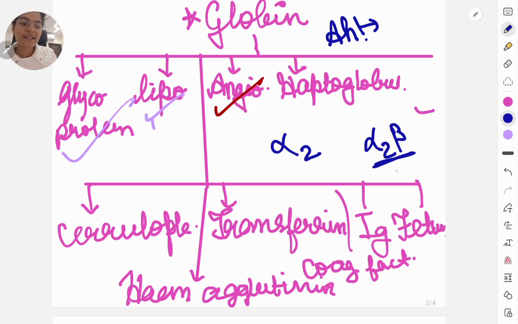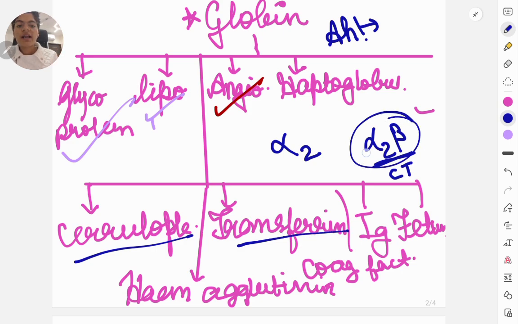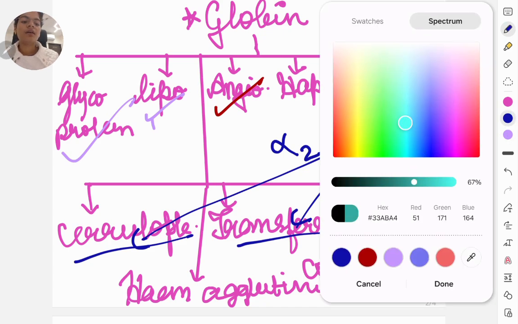Whistle is 'sitti' in Hindi. So C for ceruloplasmin and T for transferrin. These two are alpha 2 beta 1 globulins. Keep that in mind, okay? Because people get confused in this. It is quite difficult to remember in any other way if we don't use mnemonics, but this mnemonic is quite helpful to me.